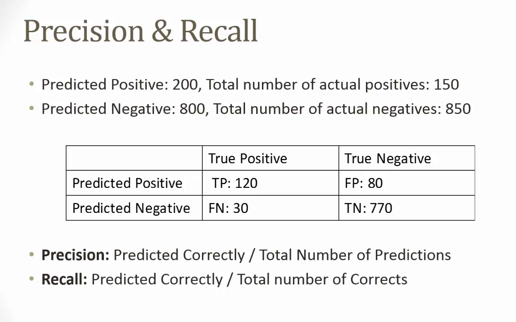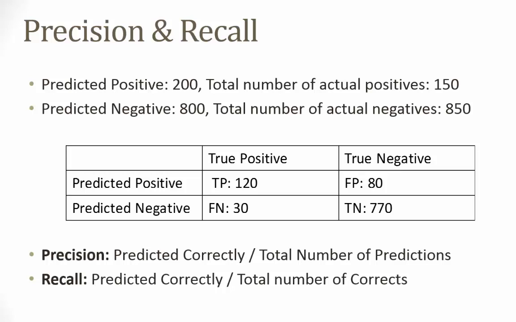Now, if you look at the negative predictions, you can see that 30 of them were false negative. It means that they were predicted negative, but they were actually positive. They were true positives, but predicted negative. That's why you see false negative as 30 there. And you can see that 770 of the subjects were actually true negative.